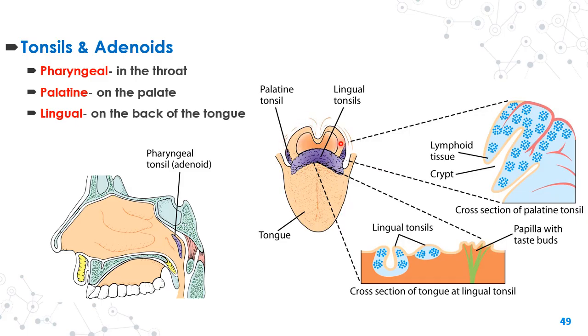So look on the sides of your throat, you're going to see your palatine tonsils. There are a couple of them. And if you stick your tongue out and look all the way in the back of your throat, you're going to see your lingual tonsils right there, okay? And that's also important for taste. You have papillary buds close to your tonsils.